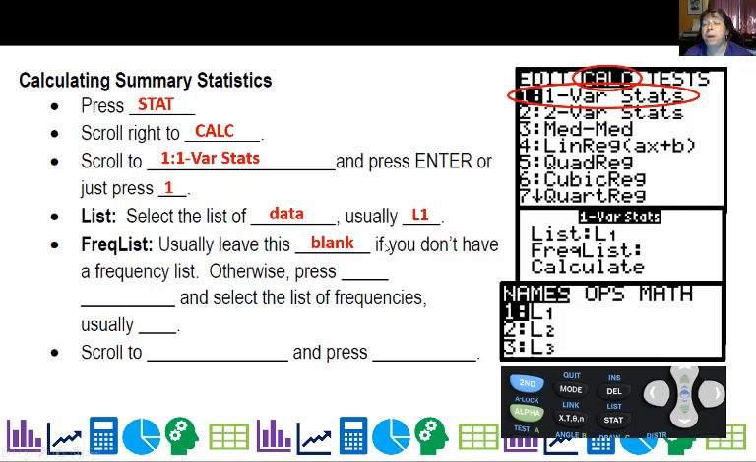But if you do have one, you're going to press Second Stat, which is over here. So you're going to press the blue Second button and then the Stat button. And your list of frequencies typically would be in list 2 if you have list 1 with your data. Finally, after you select your appropriate list for the frequencies and put it in there if you need it, scroll to Calculate and then press Enter.